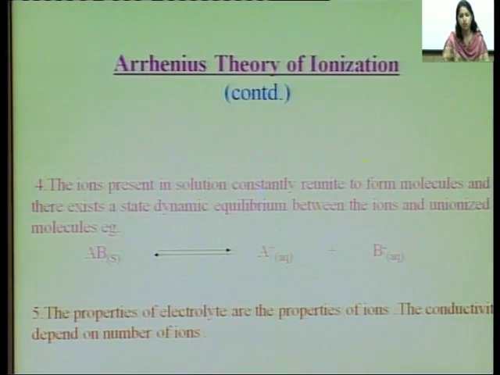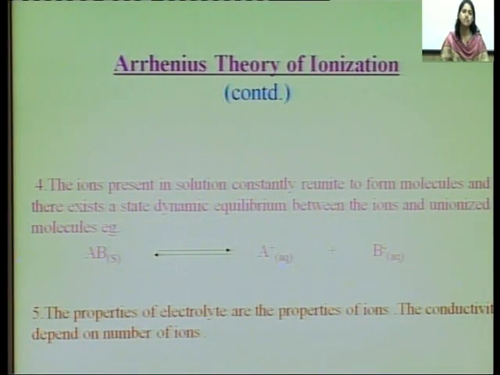So, what other postulates did he give? He gave that the ions present in solution constantly reunite to form molecules, and there exists a state of dynamic equilibrium between the ions and unionized molecules. I have given this equation. What is AB? This is the unionized molecule, and when it is dissolved in a solvent, it ionizes to form A positive and B negative.